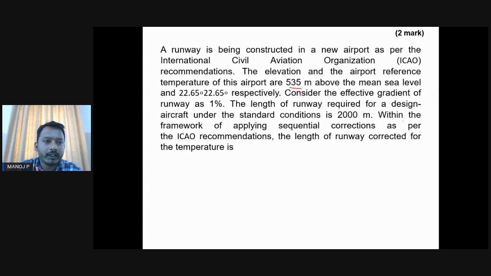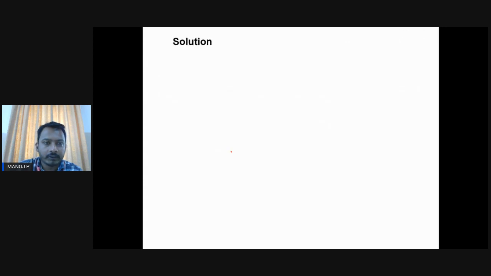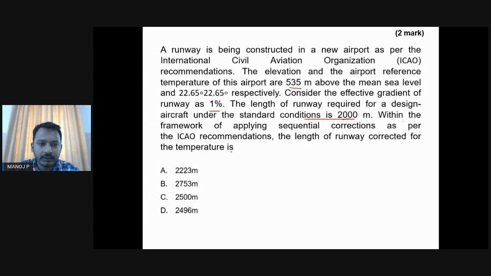Consider the effective gradient of a runway as 1%. The length of the runway required for a design aircraft under the standard condition is 2000 meters. Within the framework for applying sequential correction as per ICAO, the length of the runway after being corrected for temperature is how much? Okay, we'll discuss this.